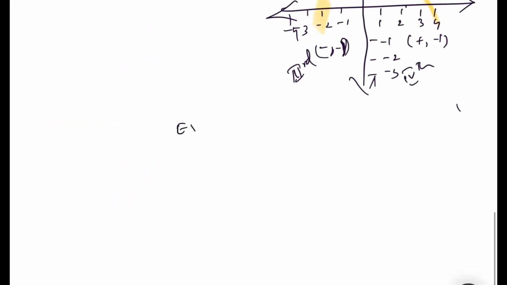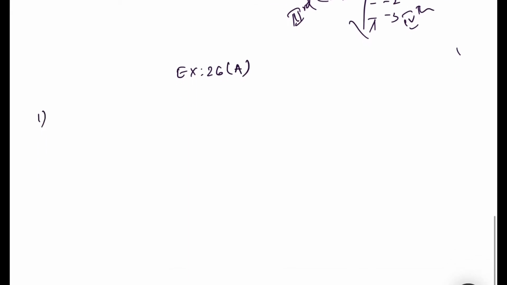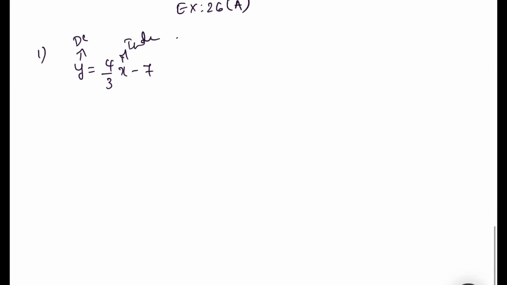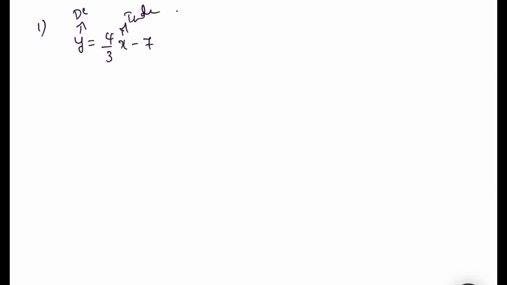Coming to exercise 26a, let me take the first question. For each equation given below, name the dependent and independent variable. It's very easy. You have y is equal to 4 by 3x minus 7. You clearly know y is dependent and x is independent. In a similar way you can complete the first question. It's easy to find the dependent and independent variable. Let me directly go to the second question.